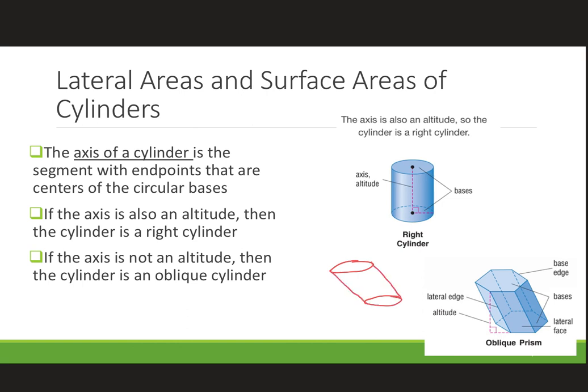Ta-da! Now, a new vocab word is over here, and that is the axis of the cylinder. The axis of the cylinder is the segment where the centers of the bases connect. Now that axis is helpful because sometimes it is the altitude. And when the axis is the altitude, it's a right cylinder. When the axis is not the altitude, then the cylinder is oblique. And again, just like with prisms, if it's an oblique cylinder, the height will come down off the side and be perpendicular with the base anyway. It just won't be within the figure.